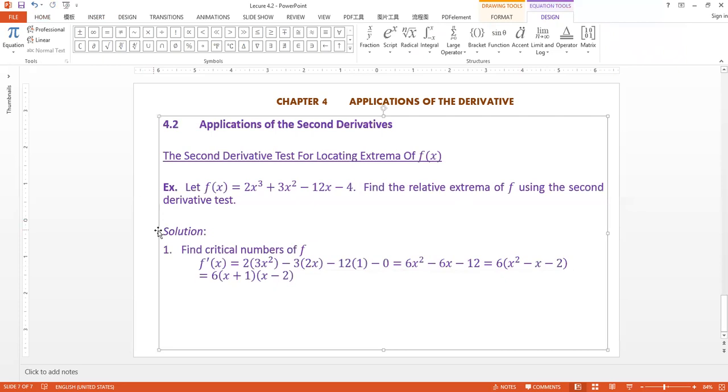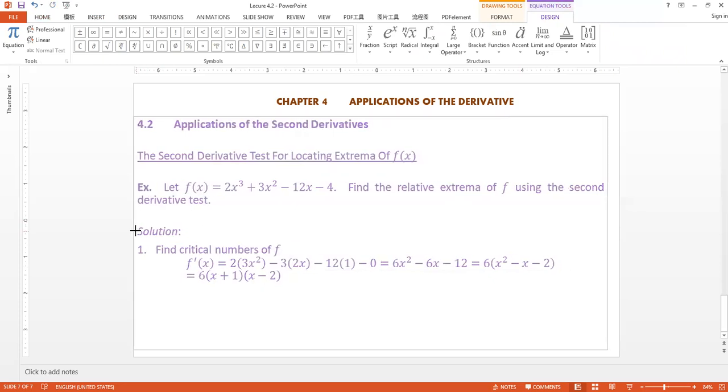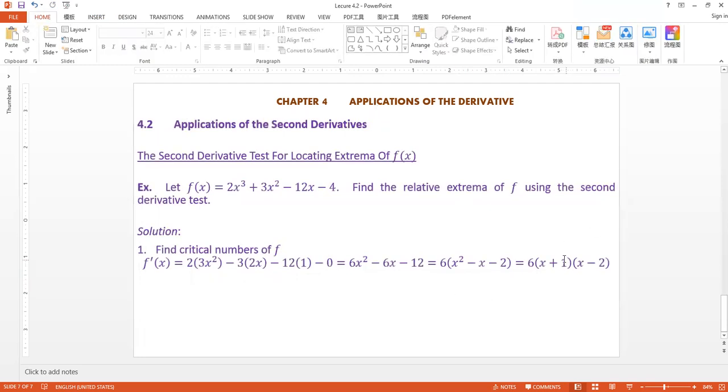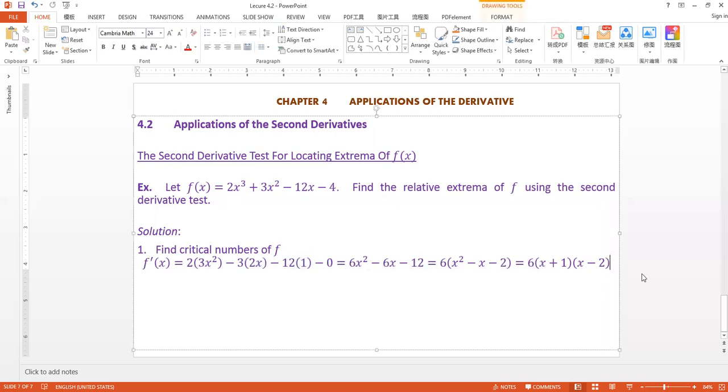Once again, what we do is just find two numbers whose product is negative 2. So 1 times negative 2 gives you negative 2. And if we add the two numbers, we get negative 1, the coefficient of x. So 1 plus negative 2 is just negative 1. So that's right. Then we can find the critical numbers by setting f prime equal to 0.